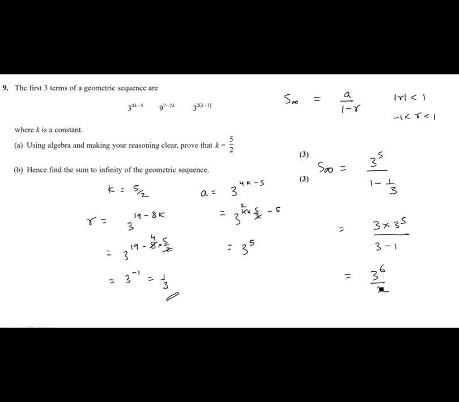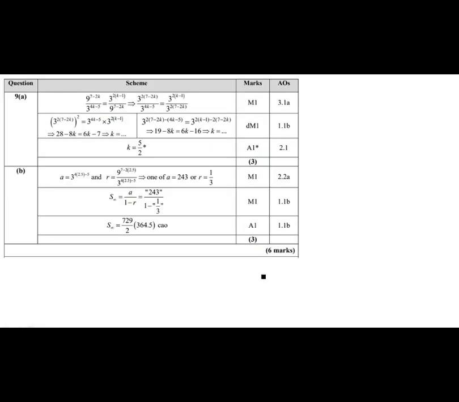Now let's work out this 3 to the power 6. 3 to the power 6 is 729 divided by 2. The answer is 364.5, or as a fraction, 729 over 2. Let's check the answer quickly. Yeah, so that's the sum, and k is 5 over 2.